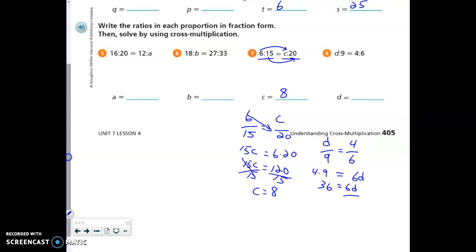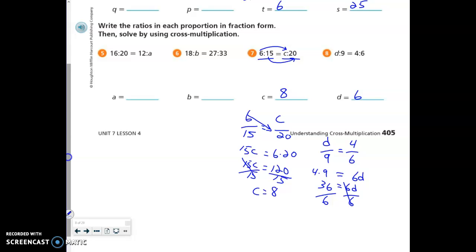How do I get d isolated? I do the opposite of multiplying by 6, so I divide by 6. These two will cross themselves out. So my d will equal whatever 36 divided by 6 is, which is, again, another 6. And remembering, guys, that I can put that into a factor puzzle to prove that that is the same exact number. Now, these have all worked nice and neat and nice and clean.